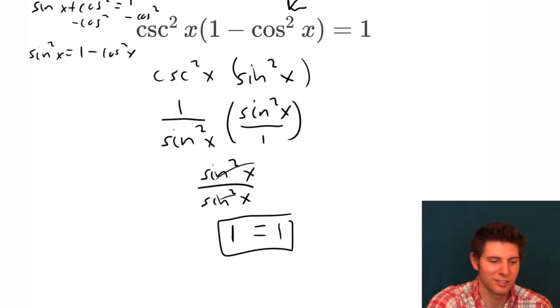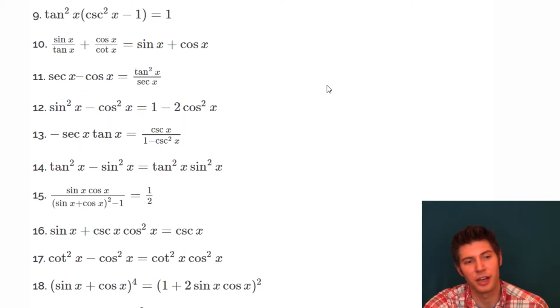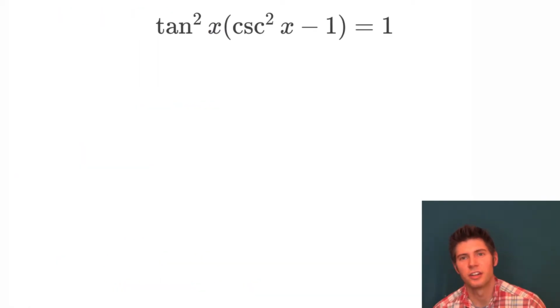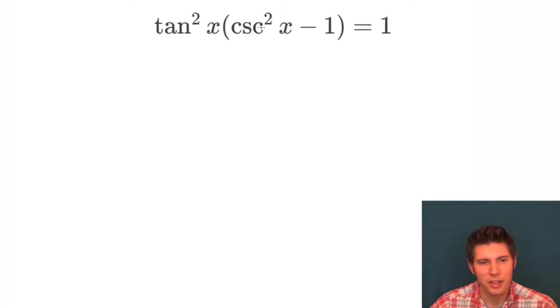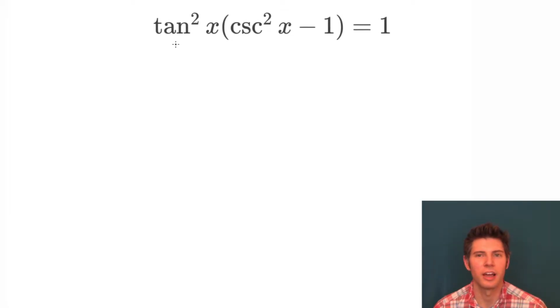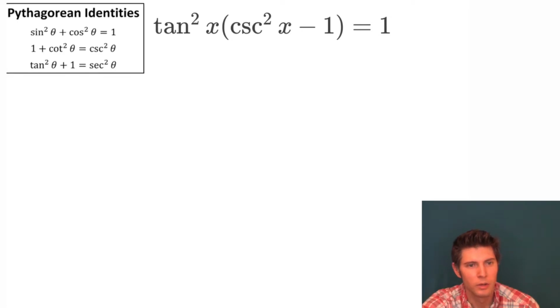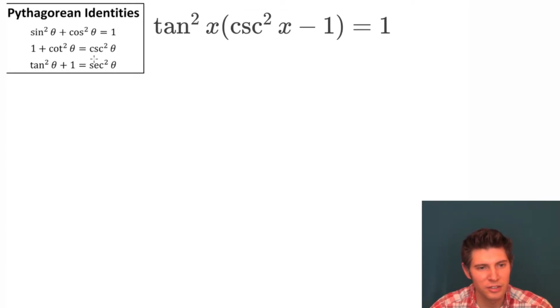Let's do the next. All right, number 9, tangent squared x, cosecant squared x minus 1 equals 1. Okay, so these are getting progressively a little bit harder now. I see some squareds here, so I'm going to look at Pythagorean properties again. So I'm going to bring in some notes for this one. These are the Pythagorean identities. Now let's find cosecant squared and a 1. So here we have the cosecant squared and the 1. So we're going to basically use this middle one here.